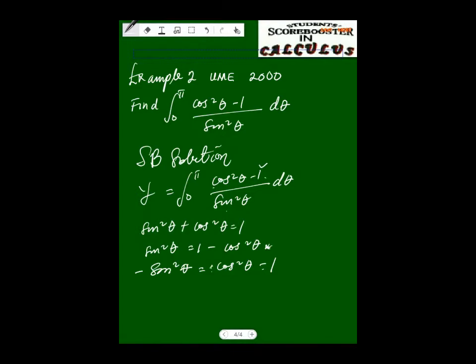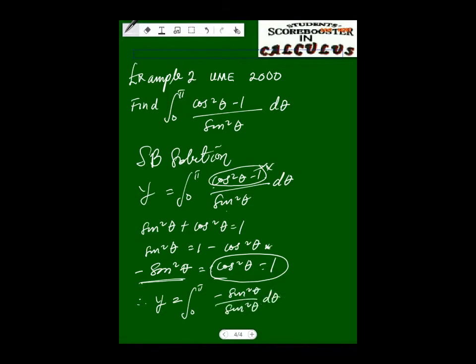Okay, so I can now substitute this expression. If you compare this and this, I can remove this one and put this. Therefore y will be equals to the integral of 0 to pi of minus sine squared theta over sine squared theta d theta.